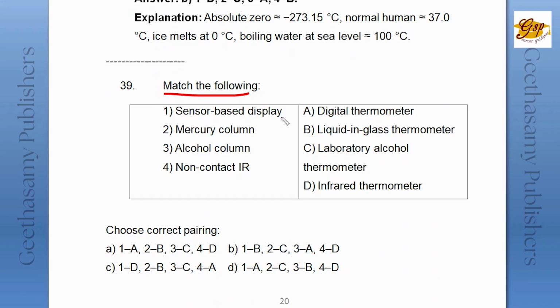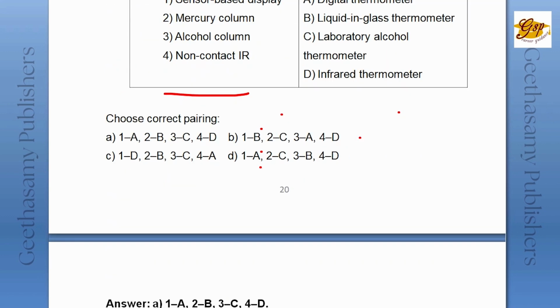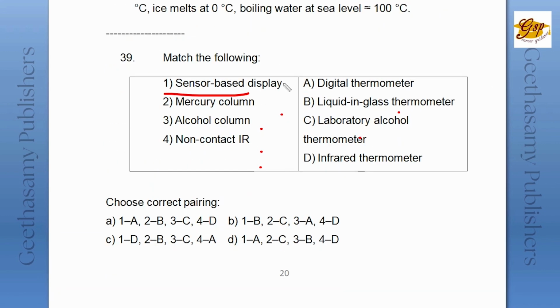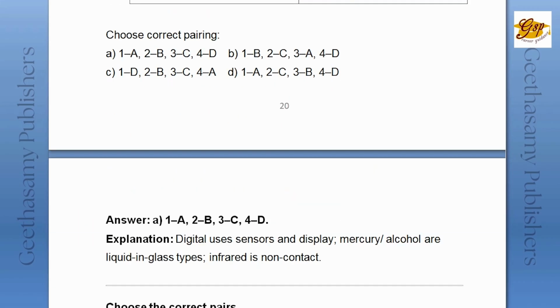39th question, sensor based display and mercury column, alcohol, and non-contact. Digital, liquid in glass thermometer, and laboratory alcohol thermometer, infrared thermometer. So the correct answer is, it is written correctly. Sensor, digital thermometer, then B, mercury column, liquid in glass thermometer, alcohol, that is laboratory alcohol thermometer, non-contact, it's infrared. So A is the correct answer. So all are filled correctly.